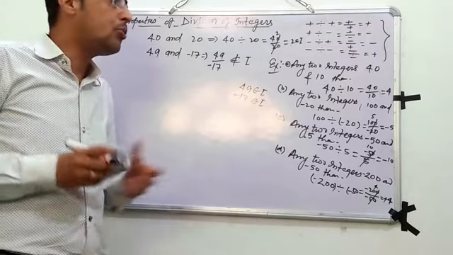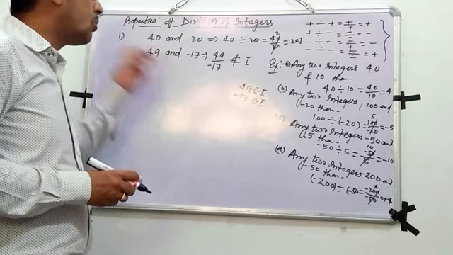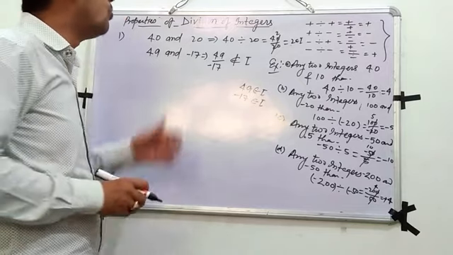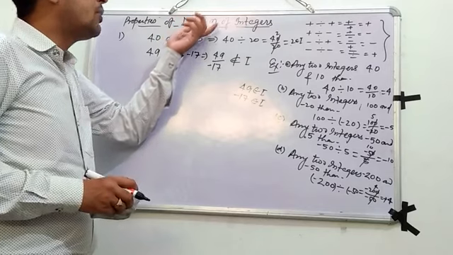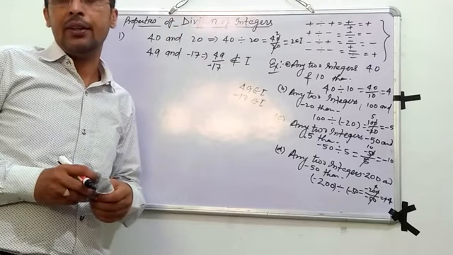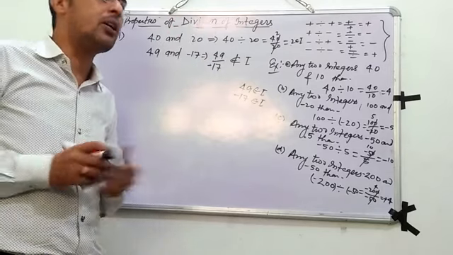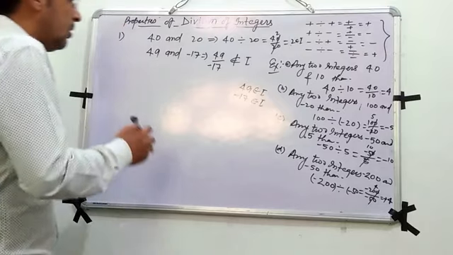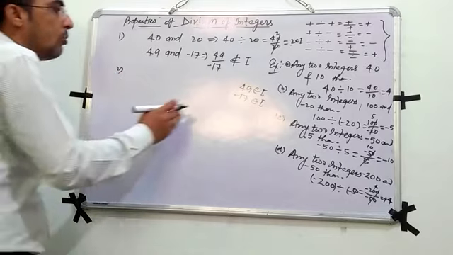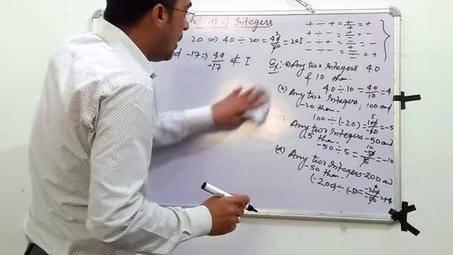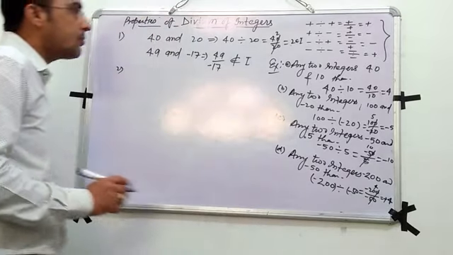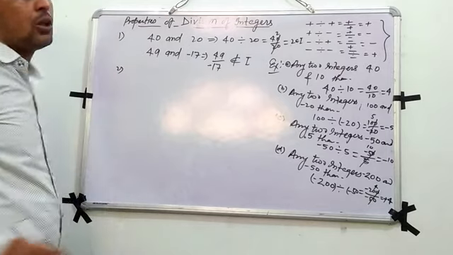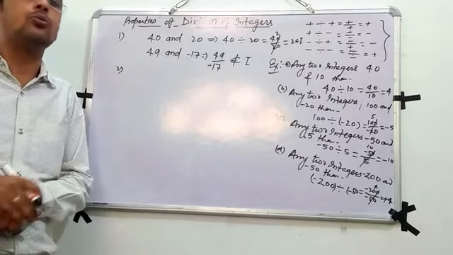Then what will be the conclusion? The closure property is not true for division of integers. In some cases you will get an integer, but not for all cases. Is it clear? Now the second is the commutative property. Closure property is not true, and commutative property is also not true.